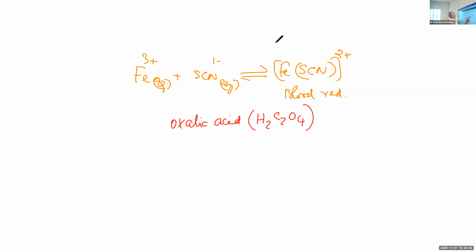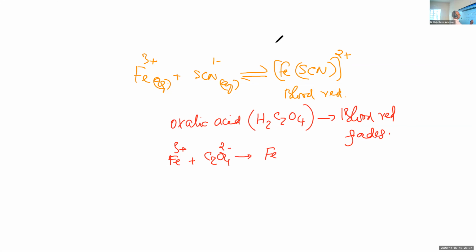Okay, so you add oxalic acid into this equilibrium. Then what happens? The blood red coloration slowly fades. Why? Because when oxalic acid is added, what happens? Oxalic acid reacts with Fe3+ ions, Fe3+ plus C2O4 2-, giving a complex. The complex is Fe(C2O4)3 3-.